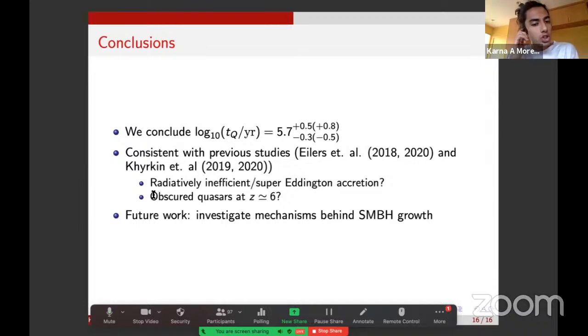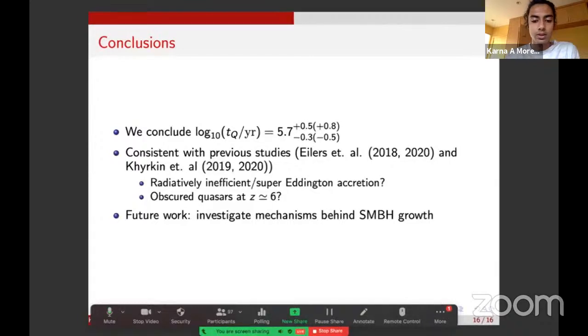And so this possibly suggests that there's radiatively inefficient, AKA super-Eddington accretion in these high redshift quasars, or a significant population of UV obscured quasars at redshift 6. So for future work, we want to investigate these mechanisms and understand exactly what is causing this discrepancy. Thank you very much for listening, and I'll be happy to take any questions.